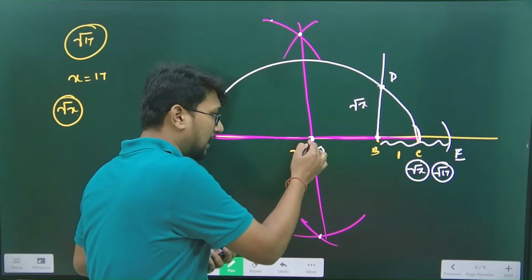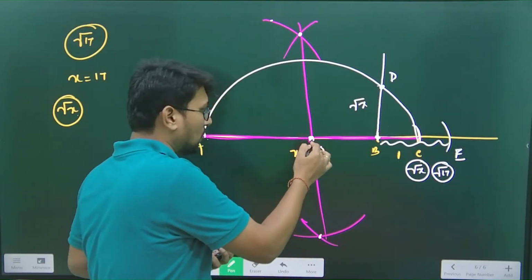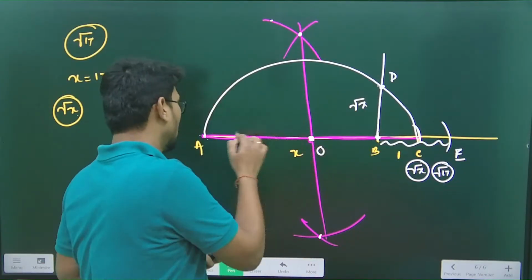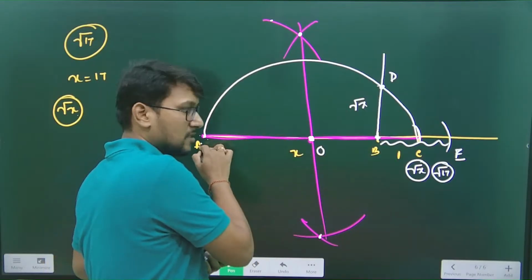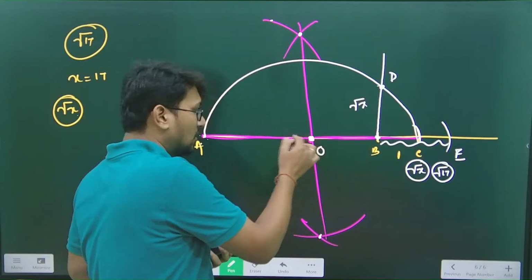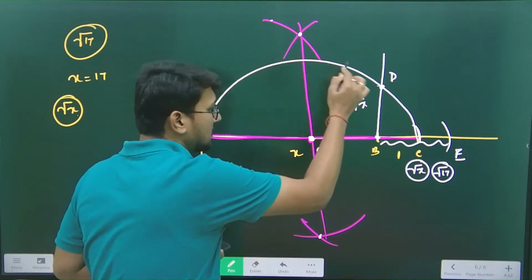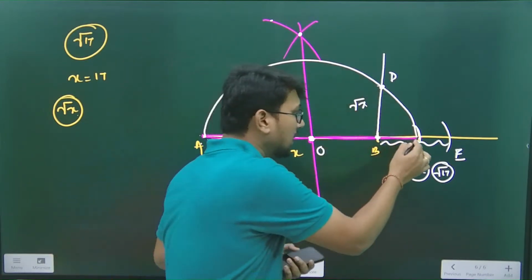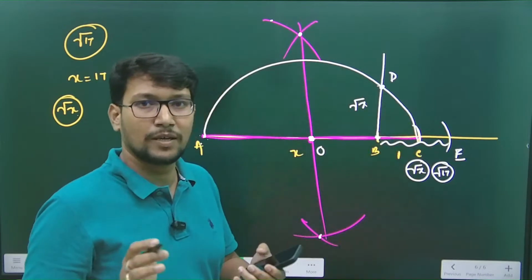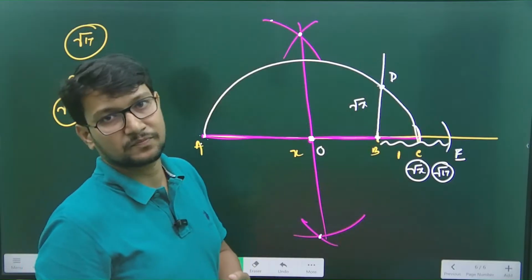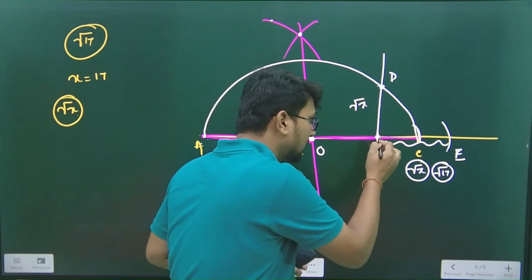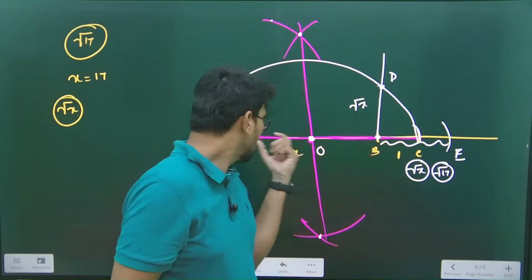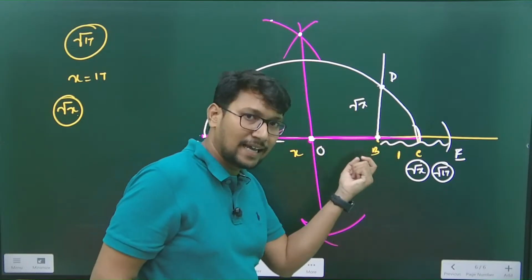Then by taking O as center, OA as radius, draw a semicircle which will meet C. Got it? Then at point B, means which one you have produced? You have taken till AB X.